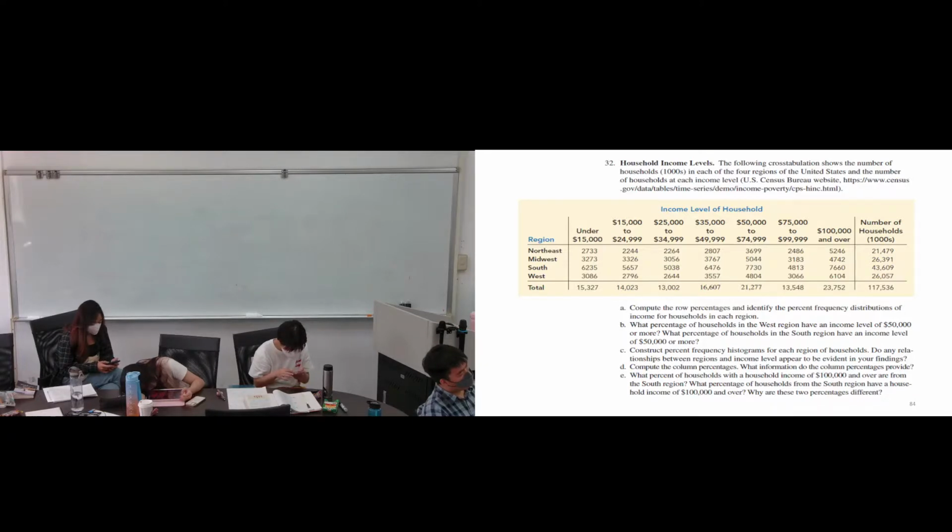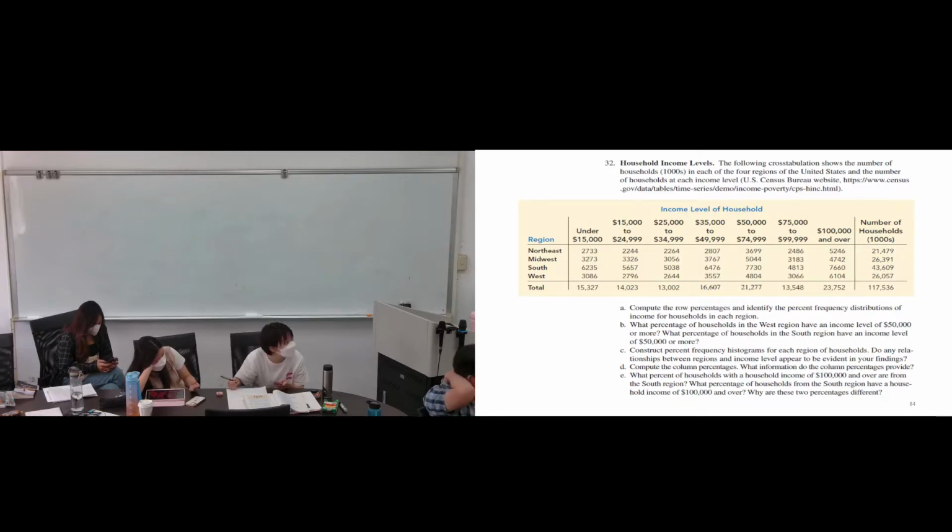C, construct percent frequency histogram. So C asks us to construct the histogram for each region of the households. Do any relationships between regions and income level appear to be evident in your findings? So after we construct the histogram, the question asks us to find the relationship. D, compute the column percentage. So we convert the original table into column percentage.